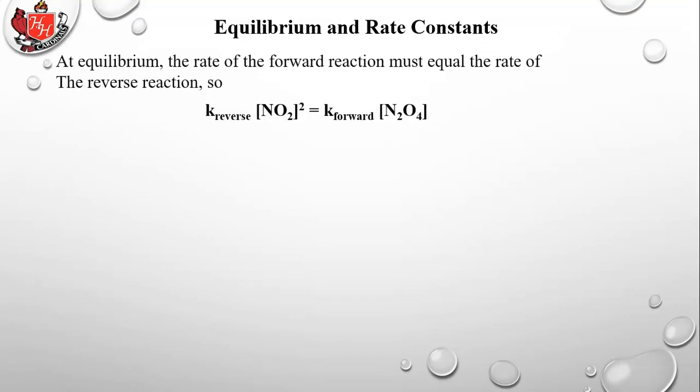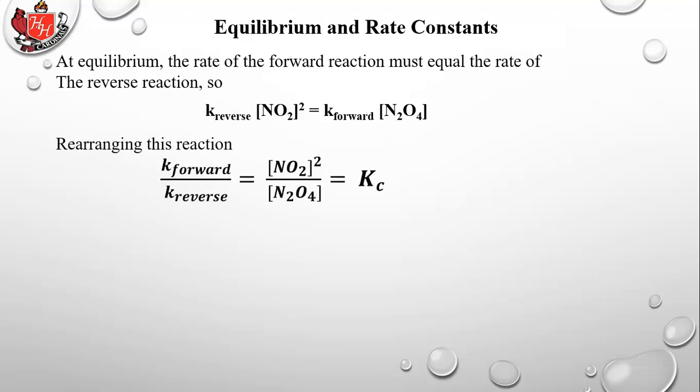At equilibrium, the rate of the forward reaction must equal the rate of the reverse reaction. So that's what I was getting at. The rates have to be equal if you're at equilibrium. The amount that's moving from reactants to products has to equal the amount that's moving back from products to reactants. So you can set those two rates equal to each other, and that's what you've done right here.